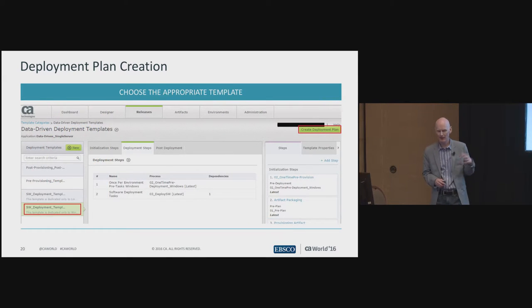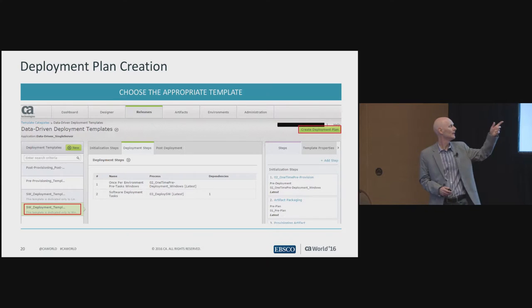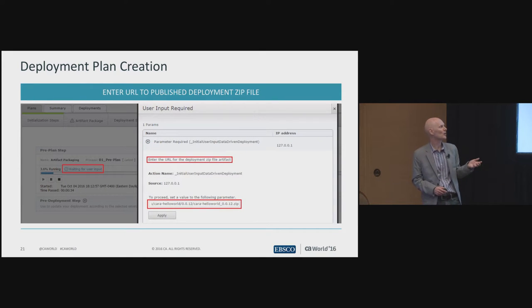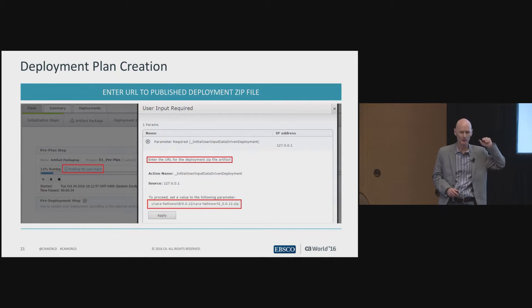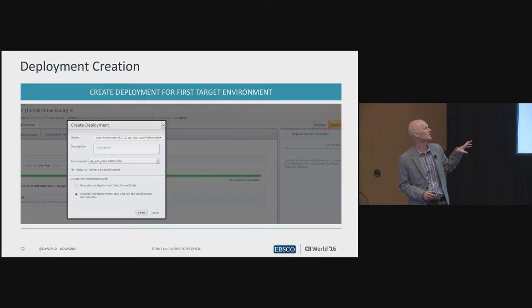And in the context of the RA GUI, that's as simple as selecting from a list and clicking a button to begin the process of creating the deployment plan, wherein the user is prompted to enter a URL to the published deployment zip artifact. Once that process is completed, we can then begin the process of actually doing the first deployment into a target environment.